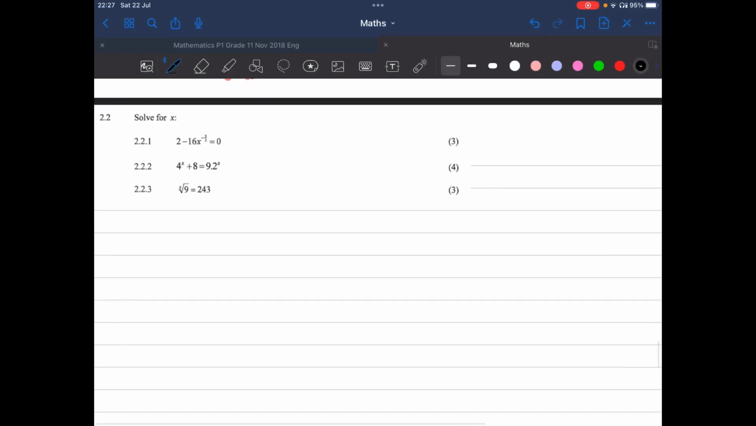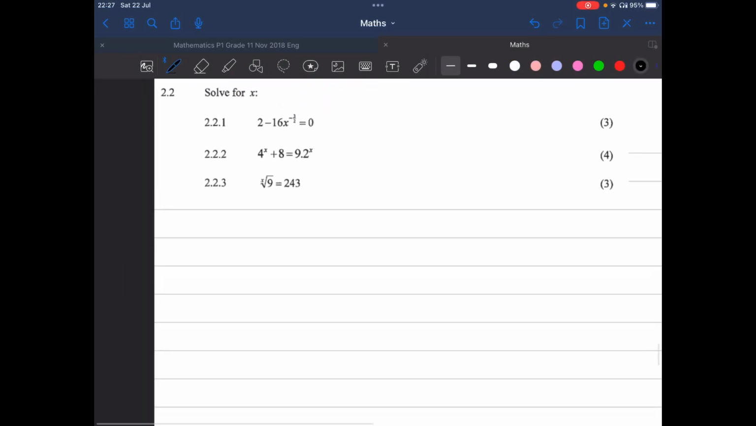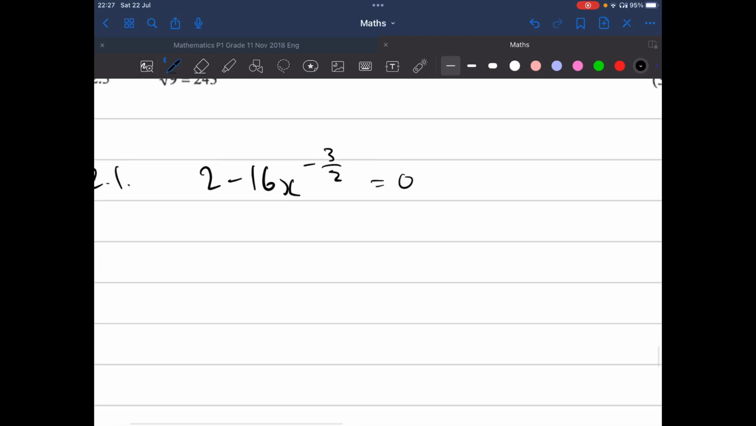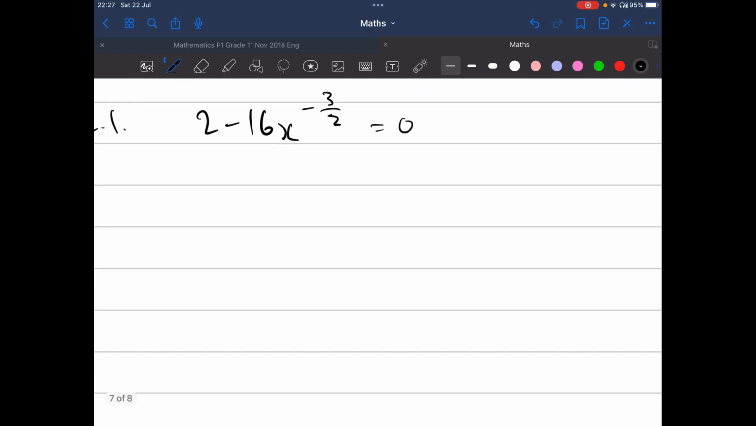Okay, let's now look at question 2.2. So our goal here in each of these is to solve for x. Okay, so 2.2.1, we have 2 minus 16x to the power 3 over 2 equals to 0. Okay, so let's start by putting these each on their own sides. Okay, so I put 2 equals to 16x to the power minus 3 over 2.